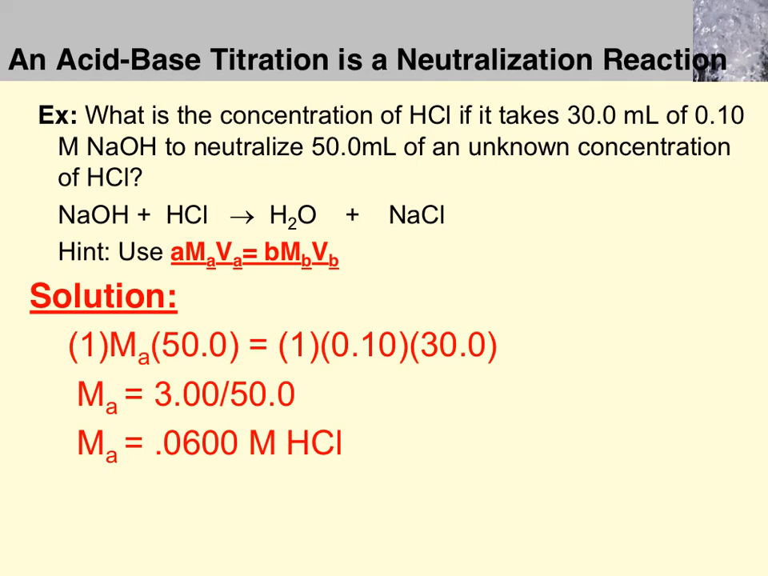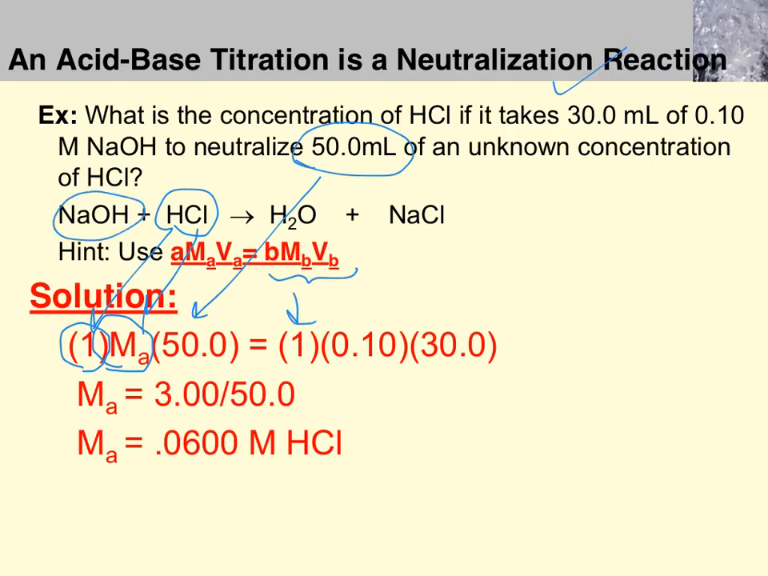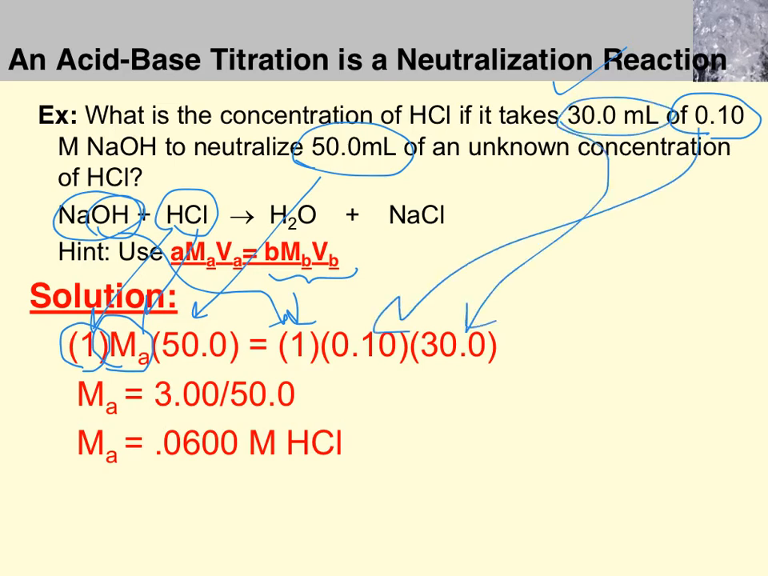So here's the actual calculation for this problem. Little a for hydrochloric acid is 1. We're trying to solve for the molarity of the hydrochloric acid. Remember, it's our unknown. It is our analyte. But we did titrate 50 milliliters of it. On the base side, since we're using sodium hydroxide, little b is 1. There's only 1 hydroxide group in it. And we used 0.1 molar NaOH, and it took 30 milliliters of that NaOH to reach the endpoint.